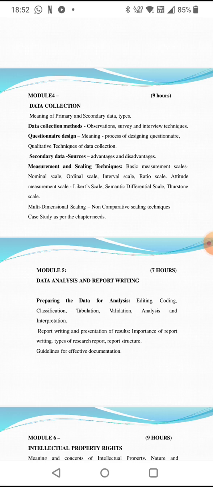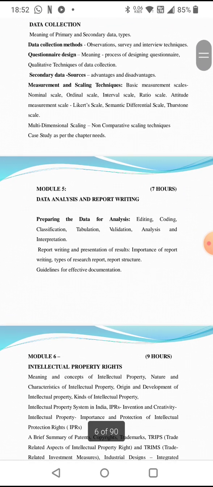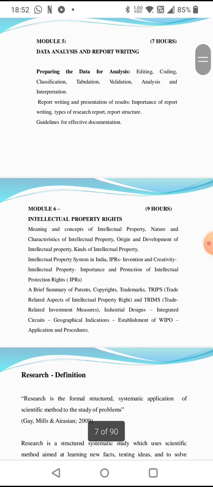secondary data sources, what are the disadvantages and advantages of those, measurement and scaling techniques like basic measurement scales, nominal scale, ordinal scale, interval scale, ratio scale, attitude scale, Likert scale, semantic differential scale, Thurstone scale, and multidimensional scaling, non-comparative scaling techniques also. And they will be handling case studies as and when the chapter demands or the module demands, right?